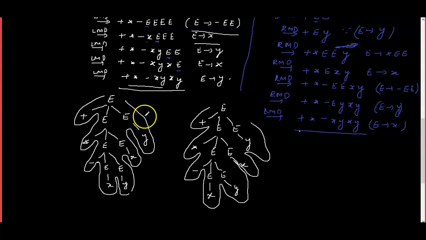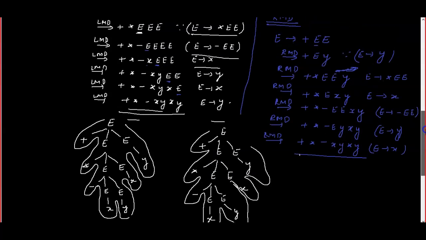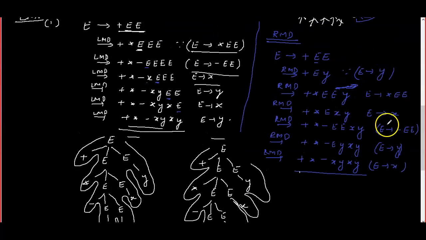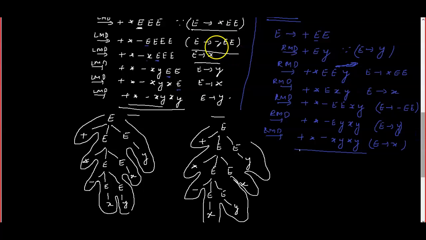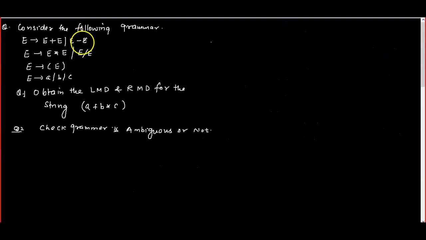So if you see, both parse trees look the same. Whether you use the LMD method or the RMD method, this parse tree will look the same. It will not change. Only when deriving manually, one by one, the LMD and RMD will be different, but the parse tree will be the same. Either using the LMD or RMD, if you draw the parse tree, it will be the same.